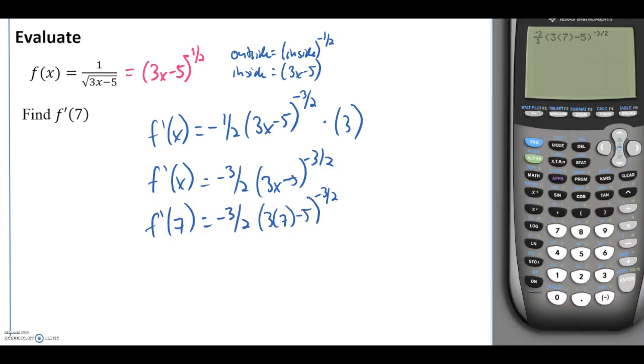And we'll go ahead and confirm that on the calculator and get this weird looking decimal, negative 0.023. And I would also suggest we confirm that using our Math 8 derivative tool. And you can see we get the same answer.